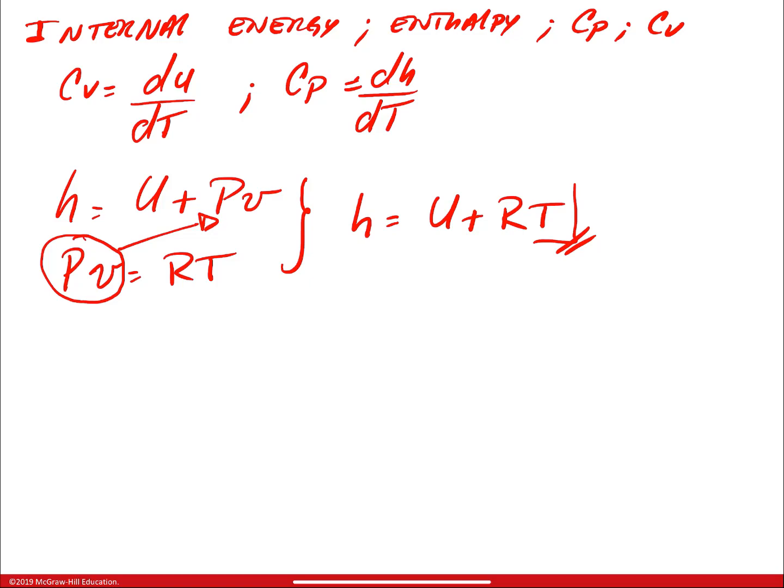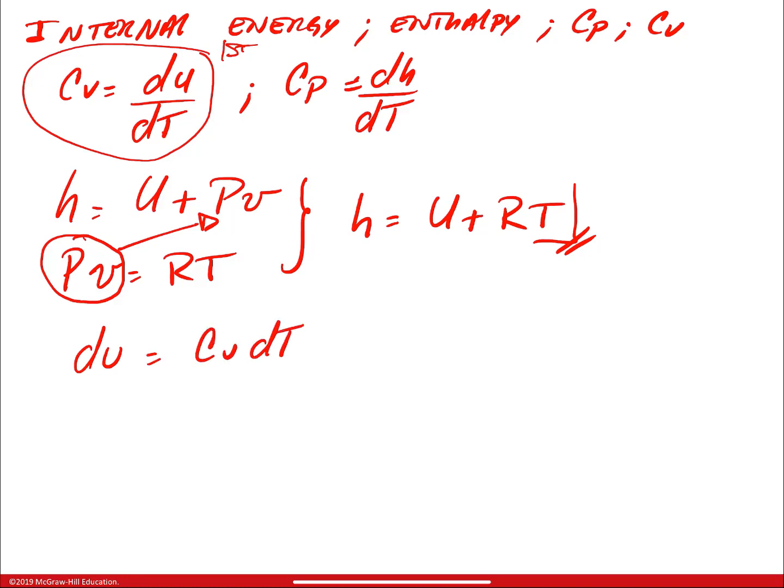But the real question would be, how do I get du and dH, or how do I get internal energy and enthalpy for ideal gases using CV and CP? So this is how we use it. I'm gonna take this equation at first, and I'm gonna say that du equals CV dt.